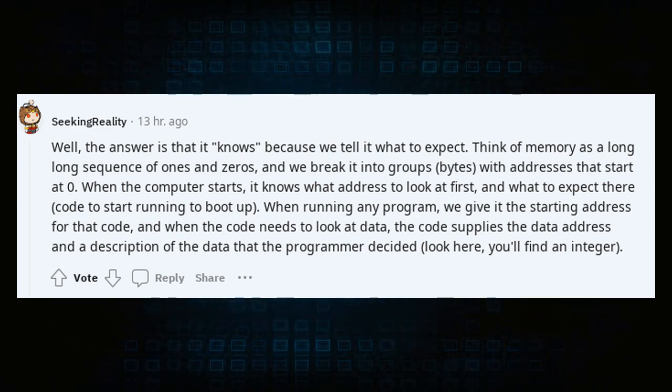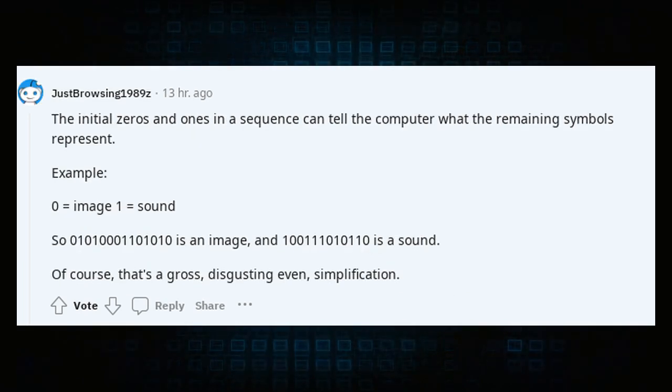When running any program, we give it the starting address for that code. And when the code needs to look at data, the code supplies the data address and a description of the data that the programmer decided to look for. Here, you'll find an integer. The initial zeros and ones in a sequence can tell the computer what the remaining symbols represent. Example: 0 image, 1 sound.